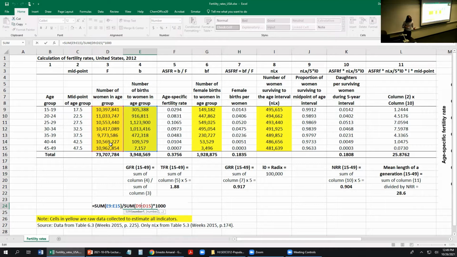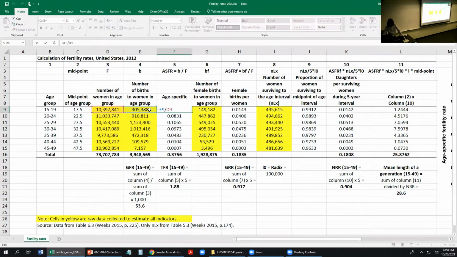But we know that the chances of having children vary by age. Between 15 and 49, it increases up to around the ages of 25 to 29, 30 to 34, and then it starts to decline again. So in order to get the specific chances of women having children by age within these reproductive ages, we estimate the age-specific fertility rates.